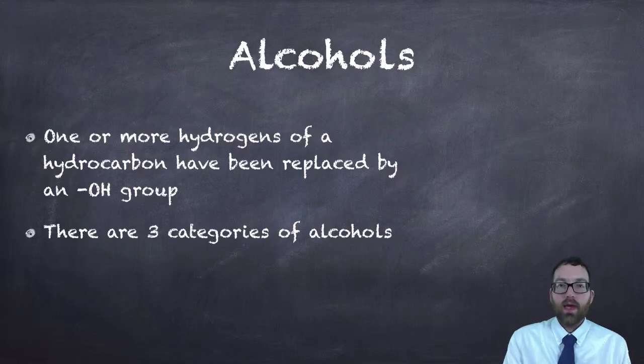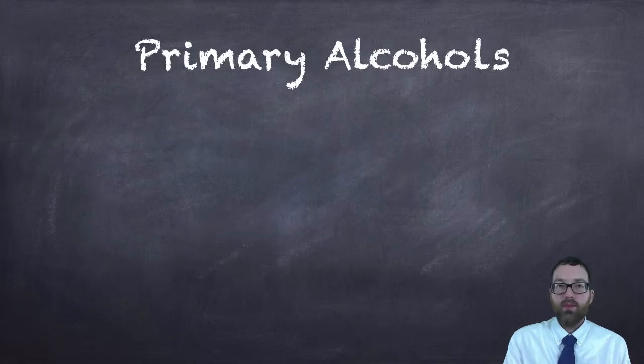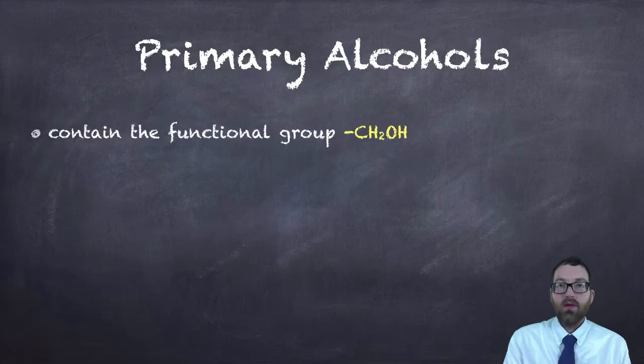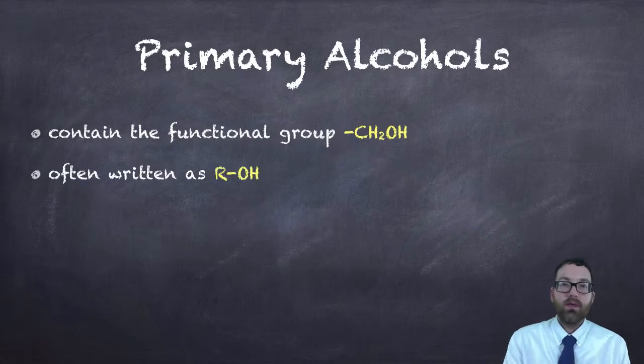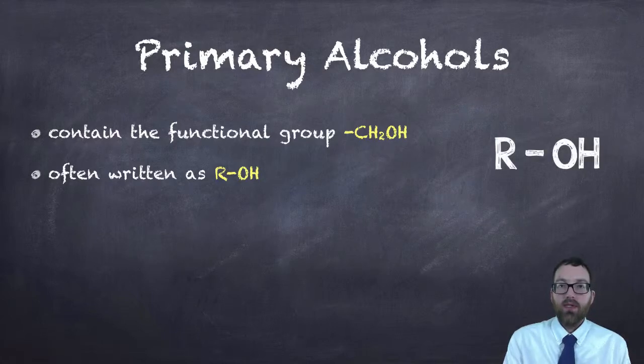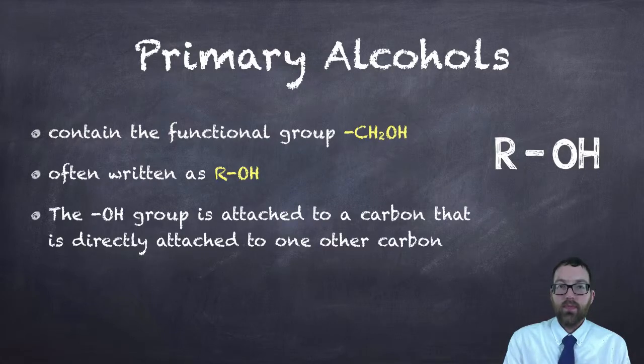So there's three different categories of alcohols. The first one is called a primary alcohol. A primary alcohol contains the functional group CH2OH. That just means there's an OH group that's attached to a carbon that's attached to one other carbon. So it's often written like this, R-OH. This is what it would look like structurally. And like I said, the definition is specifically that the OH group is attached to a carbon that is directly attached to one other carbon only.